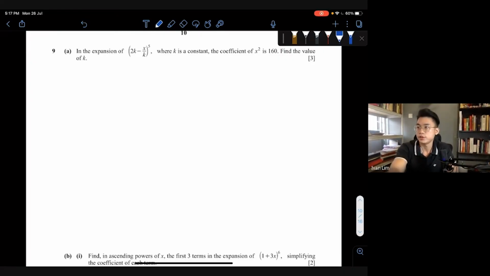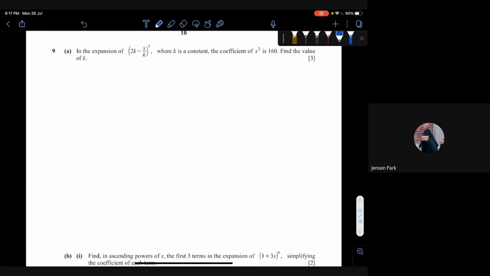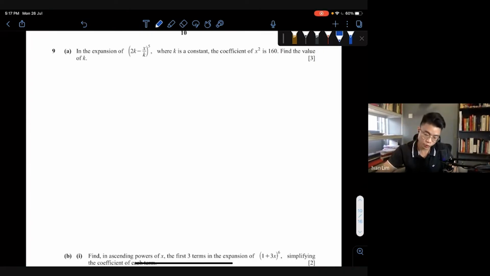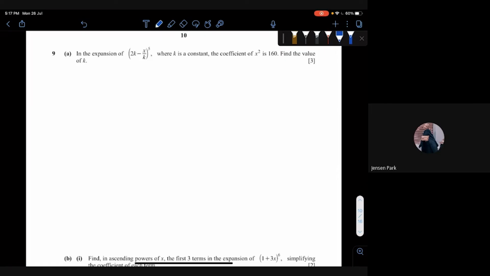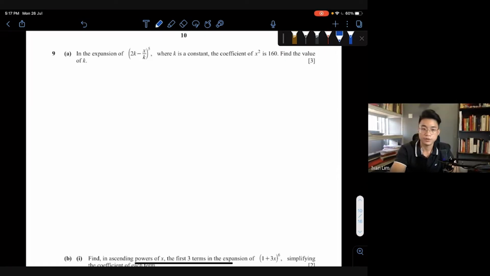Then Nathan's favorite question, binomial. In the expansion of (2k minus x over k) to the power of 5, where k is a constant, the coefficient of x squared is 160. Find the value of k. So binomial, this one. You all just need to know how to use the formula. nCr, then a to the power of, it depends on how you memorize it. Just follow the formula.